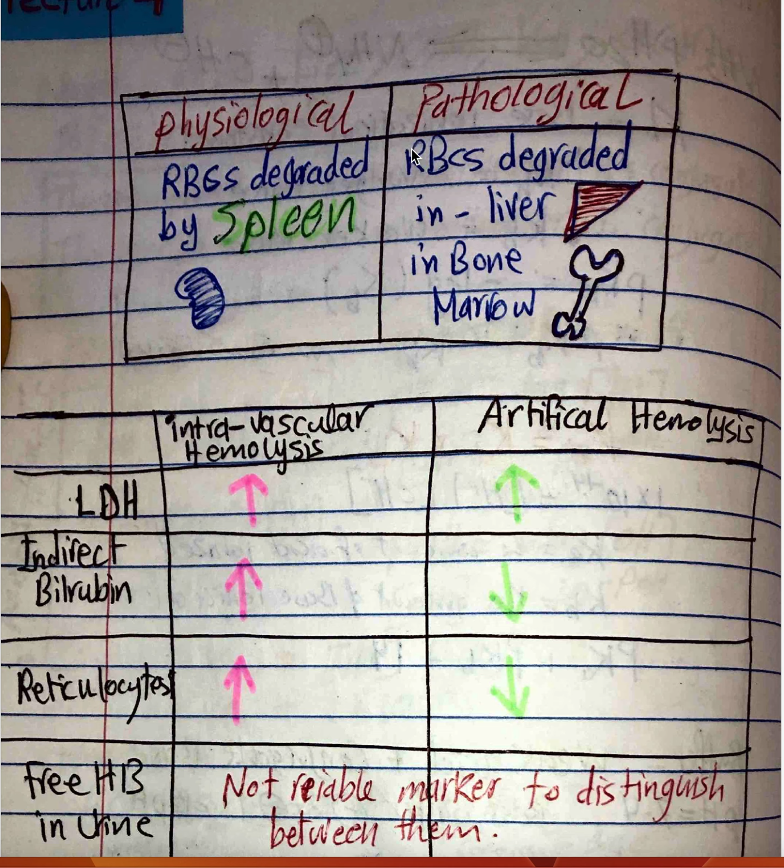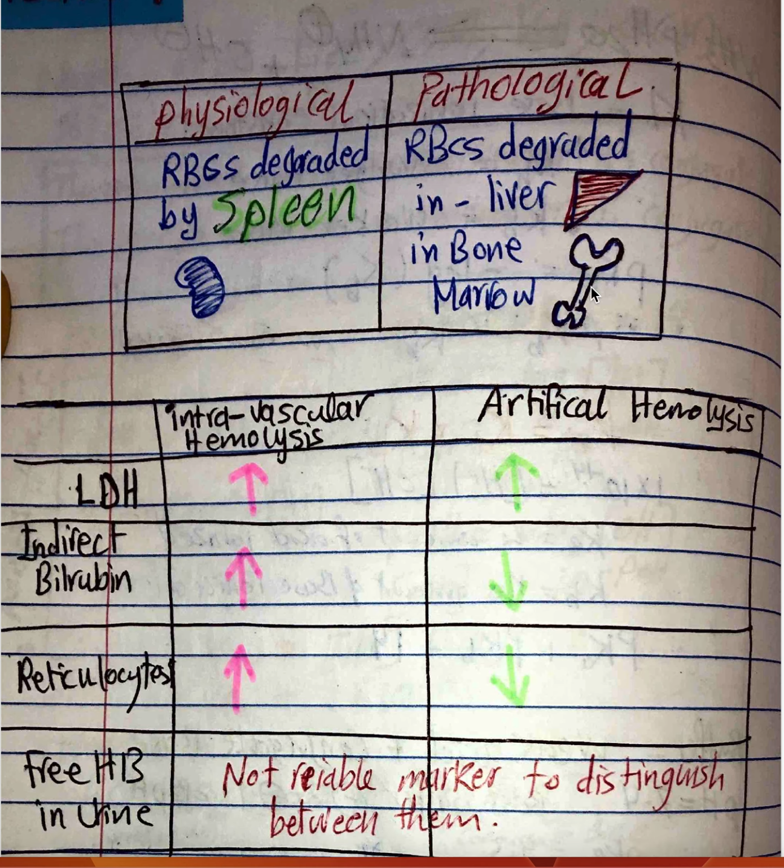But what is pathological is that the RBCs are discarded in the liver and the bone marrow, that is not normal anymore. So if the RBC is discarded by the spleen, this is normal. But if the RBC is discarded by the liver or the bone marrow, that is not normal.